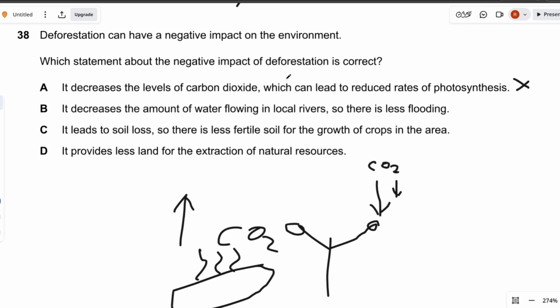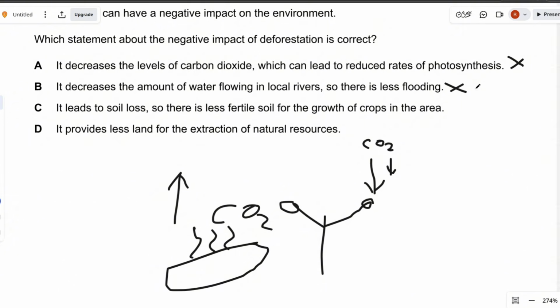It decreases the amount of water flowing in local rivers, so there is less flooding. That is also actually the opposite. Forests and trees actually help prevent flooding, because they hold the soil together and they also suck up the water. So when you remove the trees, you're not decreasing the amount of water, you're actually increasing it in local rivers, and therefore you're increasing the likelihood of flooding.